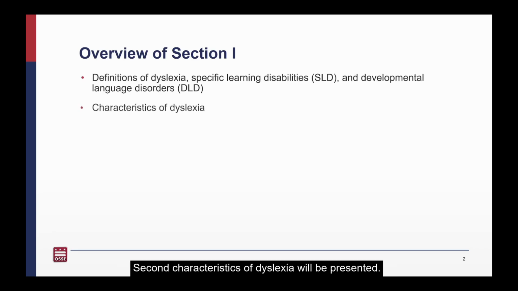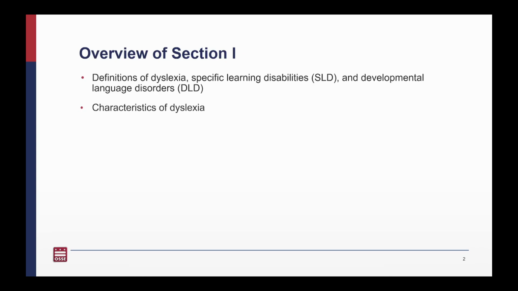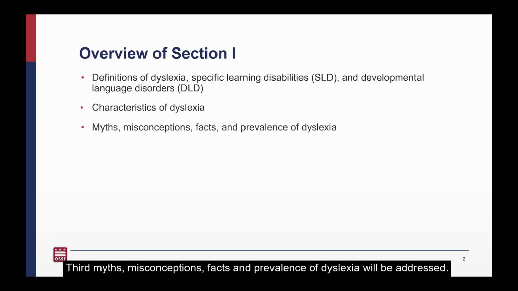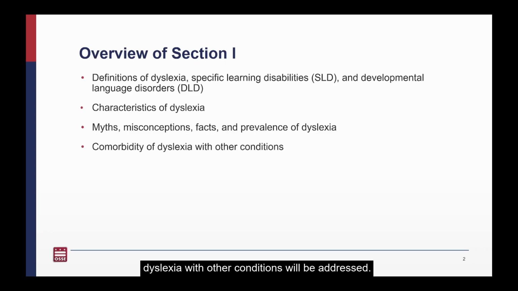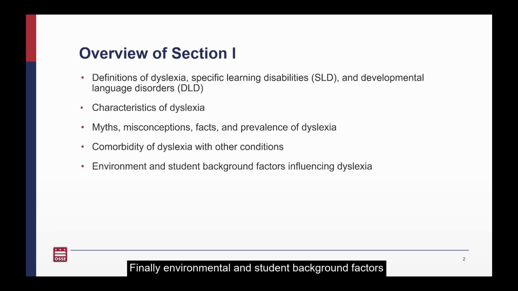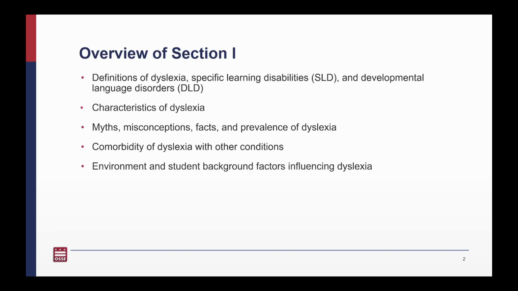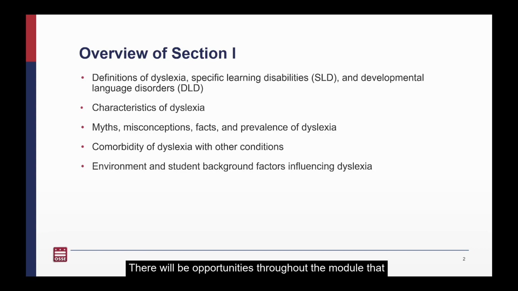Second, characteristics of dyslexia will be presented. Third, myths, misconceptions, facts, and prevalence of dyslexia will be addressed. Fourth, comorbidity or the co-occurrence of dyslexia with other conditions will be addressed. Finally, environmental and student background factors of dyslexia will be presented. There will be opportunities throughout the module that will help you review what you have learned.